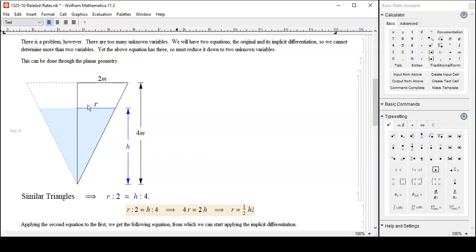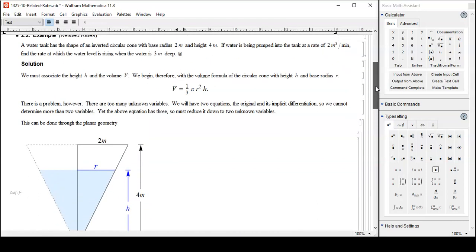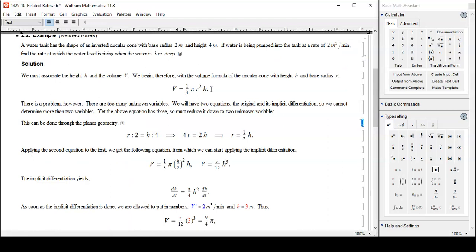Make sense? Full radius is half of the full height. So current radius is going to be half of current height or current depth. If you want to use geometry, you can use this proportional equation to solve it. But it's going to be easier to get directly from the picture. 2 meters is obtained by half of 4 meters. So r must be half of h. So plug that into the original equation. R is half of h.